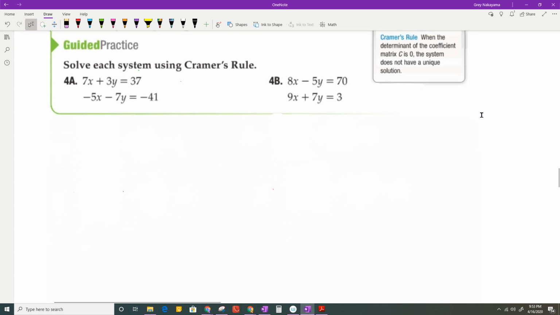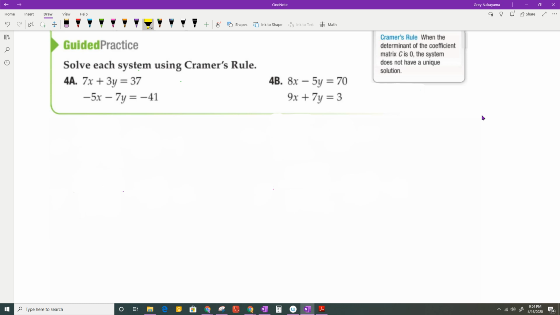Okay, so I have a system. 7x plus 3y equals 37. Negative 5x minus 7y equals negative 41. Keep in mind, however you wish to think about it, this is a process that you're supposed to be learning. So it's not the time to do it a different way. You have to do it with Cramer's rule, and that's what I'll be asking you on the quiz.